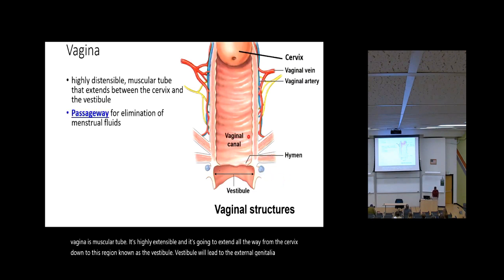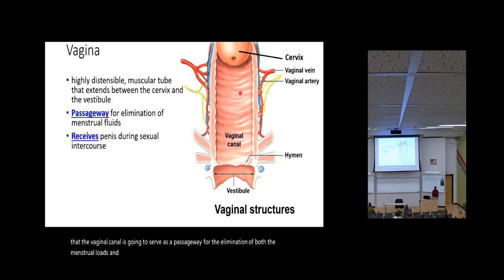Notice that the vaginal canal is going to serve as a passageway for the elimination of the menstrual fluids, and it is the canal which receives the penis during sexual intercourse. And this will form the inferior portion of the birth canal as well.